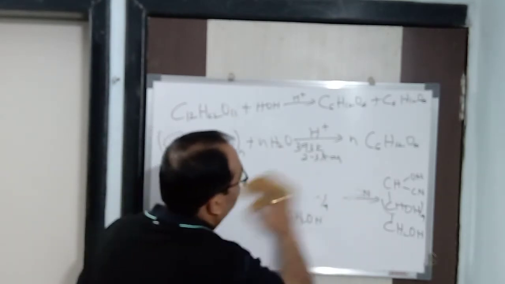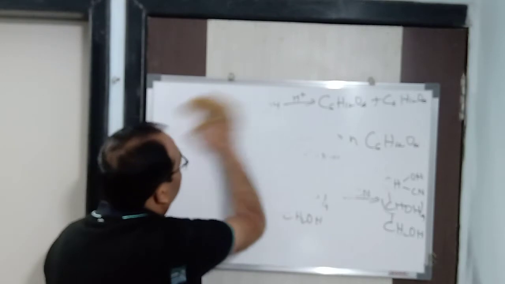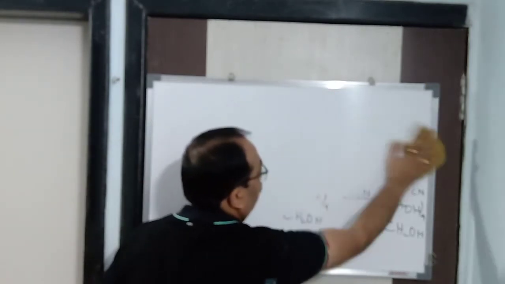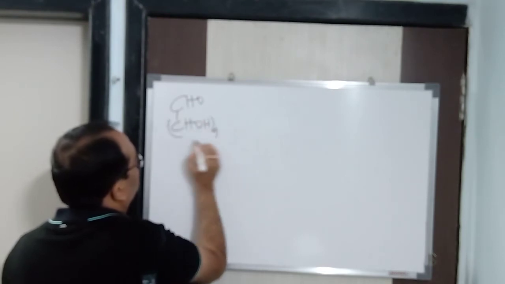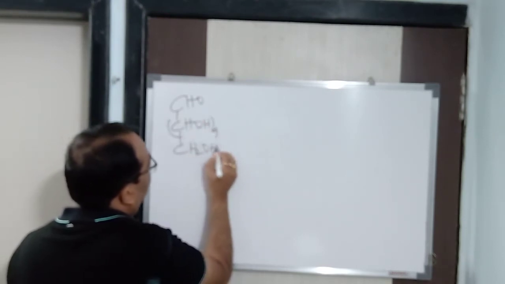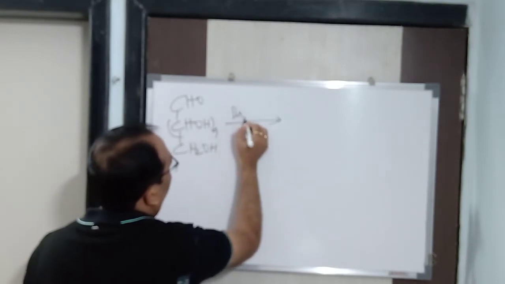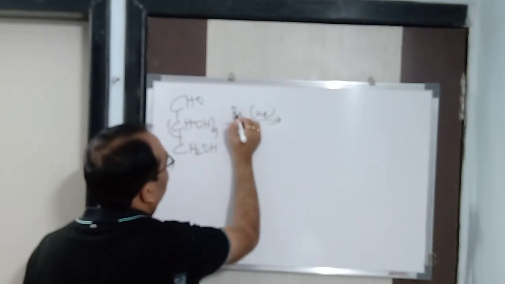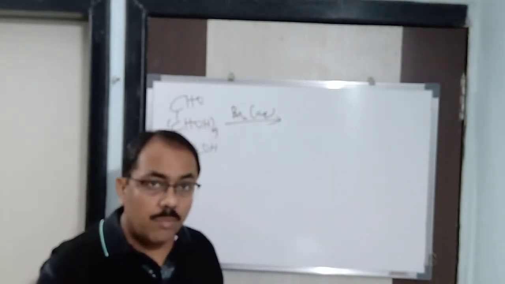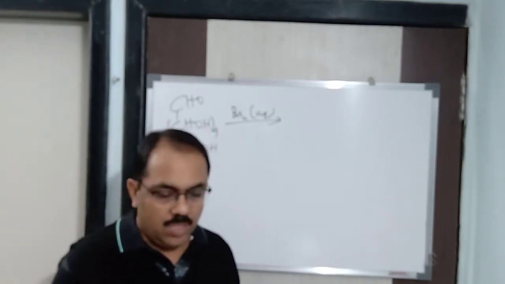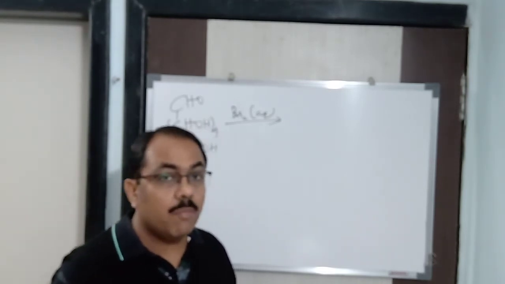Now next is when it reacts with bromine water. Now you know bromine water acts as an oxidizing agent, isn't it? Bromine water, that is aqueous bromine, acts as an oxidizing agent. So when glucose, CHO single bond (CHOH)4 single bond CH2OH, reacts with bromine water, or we can say aqueous bromine, which acts as an oxidizing agent. How? Because bromine water is what? HBrO. HBrO will give you HBr plus nascent oxygen.